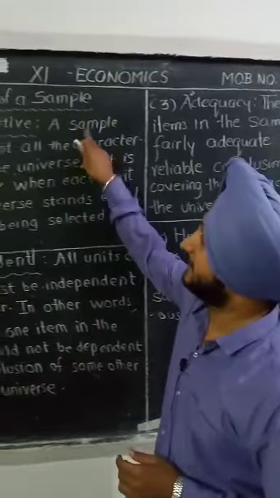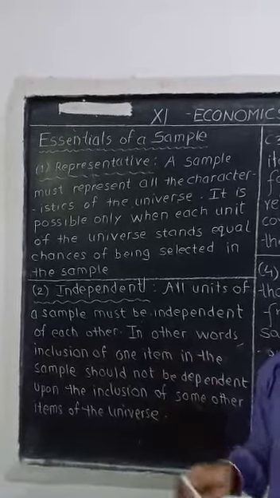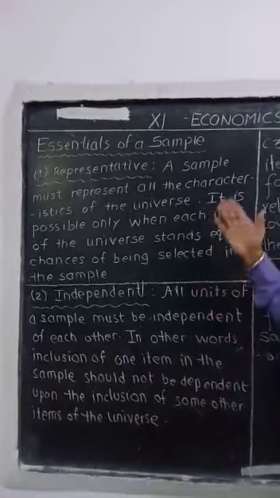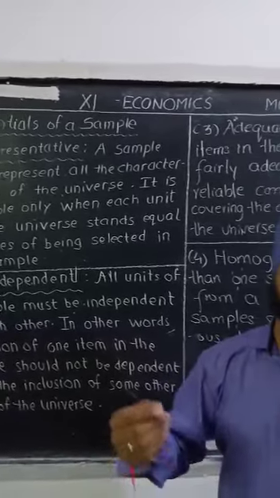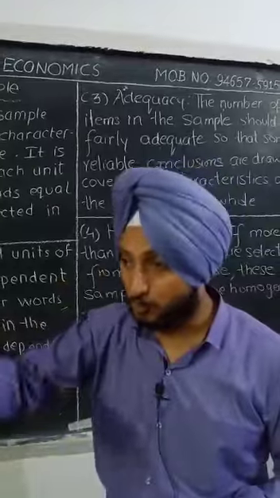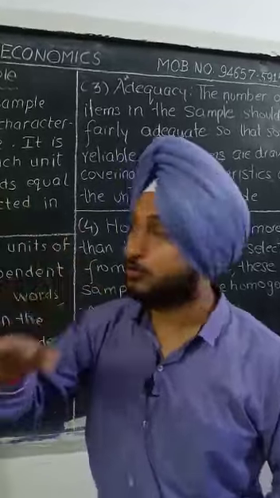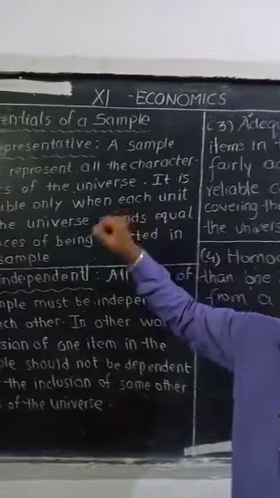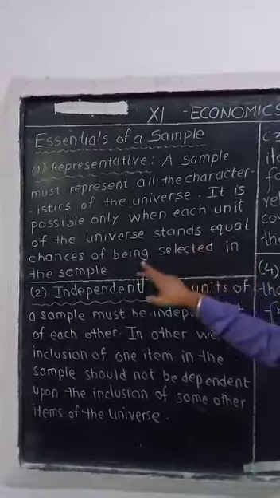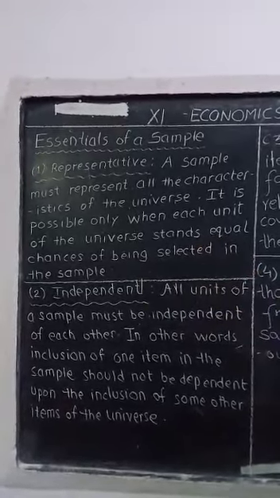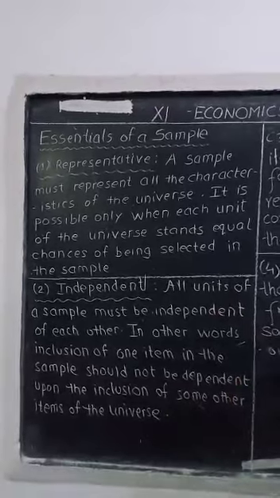See the content. A sample must represent all the characteristics of the universe. Whatsoever the items in the universe are, those are to be represented by a good sample. For example, after cooking the food, you taste the salt, and from a small part of the whole vegetable you can easily detect whether the salt is okay, or less or more. So it represents the characteristics of the universe. Universe means the whole data. It is possible only when each unit of the universe stands an equal chance of being selected in the sample, and it is only possible when you are able to check the data from the whole universe, not only one or two parts.